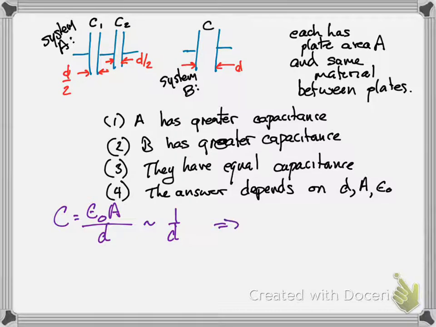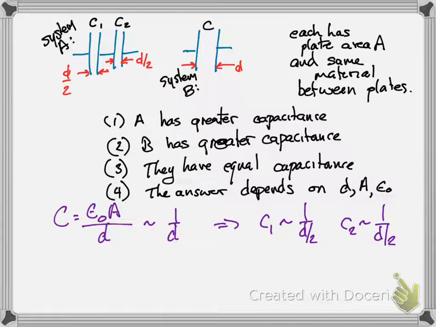So therefore, C1, the smaller capacitor, goes as 1 over d over 2, and C2 goes as 1 over d over 2. If you don't like the goes as, we can just put in epsilon 0 A and say that C, the capacitor in system B, equals epsilon 0 A over d, and C1 is epsilon 0 A over d over 2, and C2 is epsilon 0 A over d over 2.